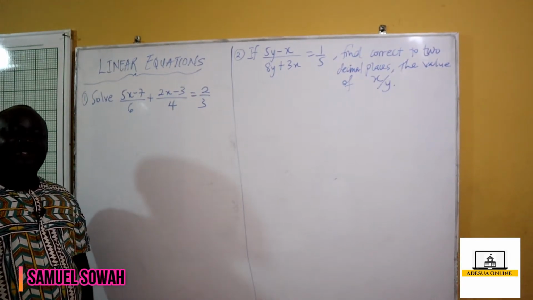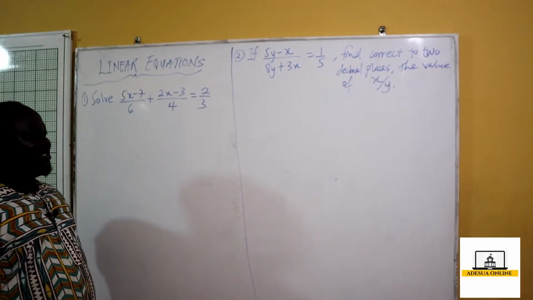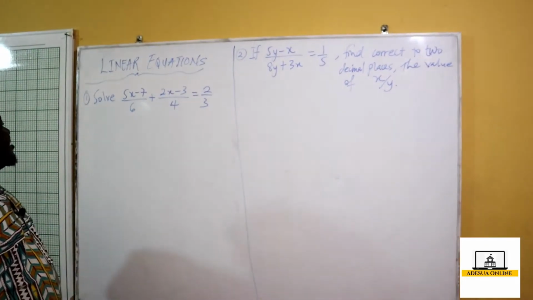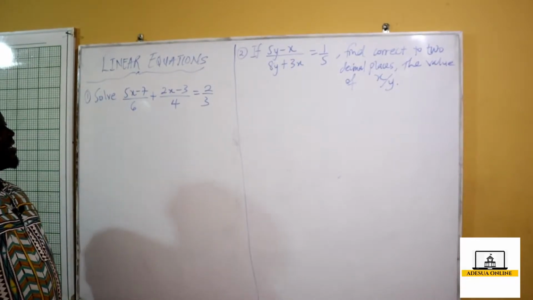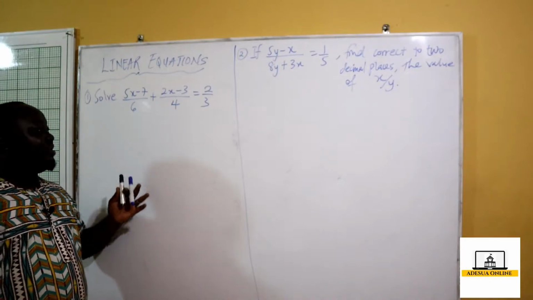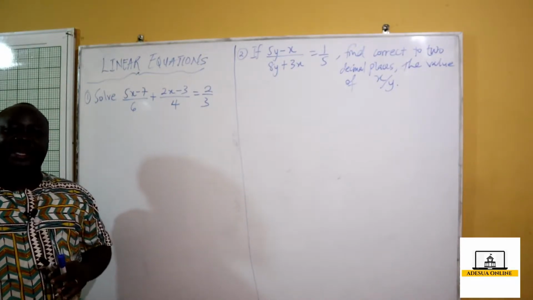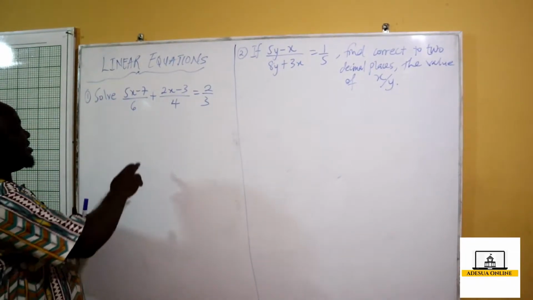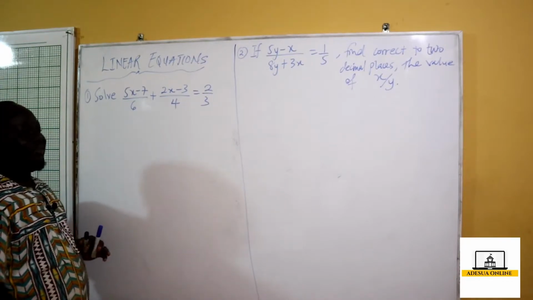So we are going to continue the lesson by solving these two linear equations. In the first one, solve (5x minus 7) over 6 plus (2x minus 3) over 4 equals 2 over 3. When you are given an equation like this, you look out for the number of terms. This is the first term, the second term, and then the third term. So we have 3 terms.